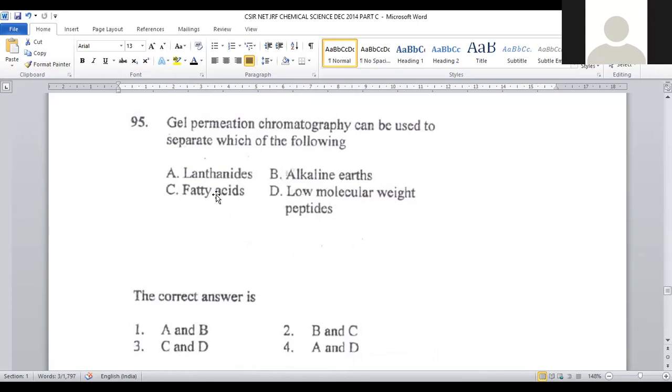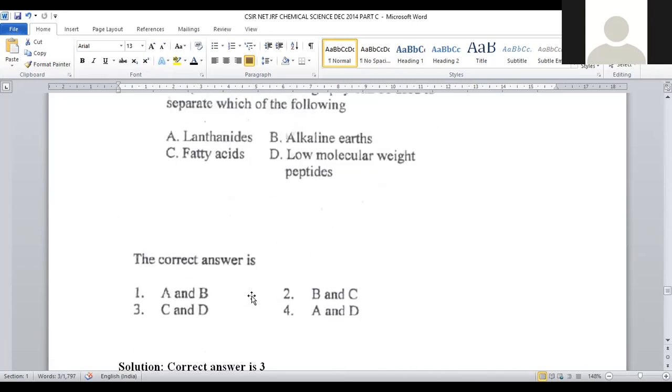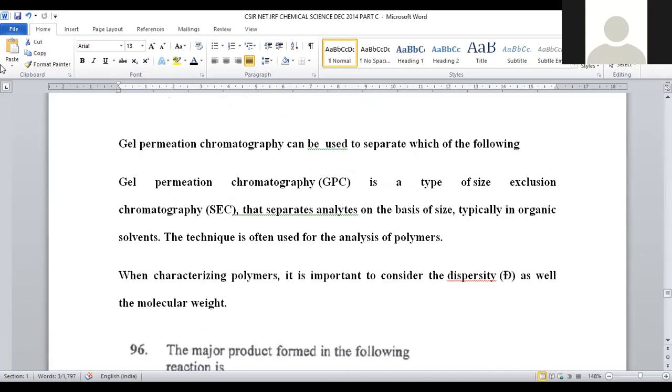So these are the biomolecules. Fatty acids are nothing but long chain carbon systems, long chain carboxylic acids having saturation or unsaturation as well. And the low molecular weight peptides are nothing but proteins, polyamide systems are said to be peptides. So C and D kind of molecules can be easily separated by using the technique called gel permeation chromatography. So here C and D are the correct answers.